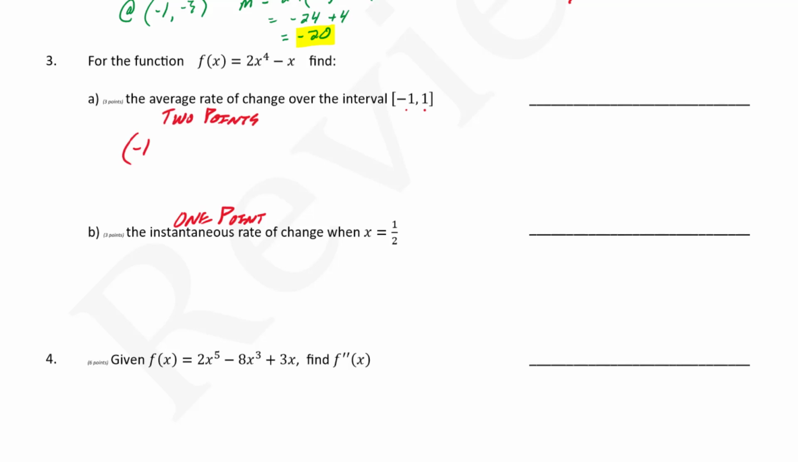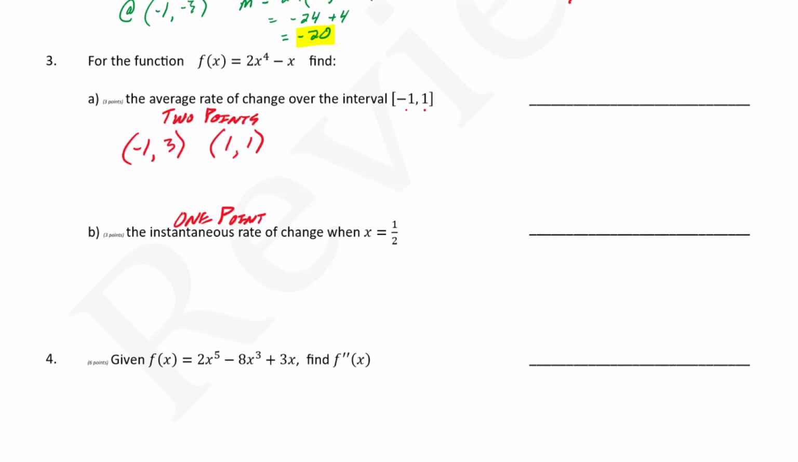So the first one's negative 1, comma, and then whatever happens if I plug negative 1 in. Well, if I do negative 1 to the 4th, that would be positive 1 times 2. And then minus a negative 1 would switch to plus 1, so 2 plus 1, that would give me 3. So there's one of my points. And then the other one, if I plug in positive 1, I end up with 2 times 1 minus 1, so that would just turn into 1 comma 1.